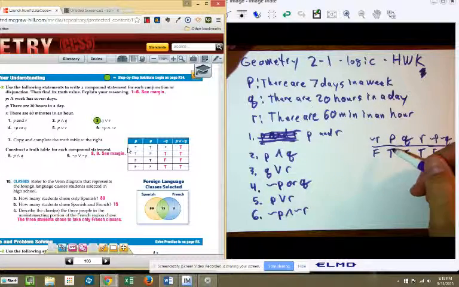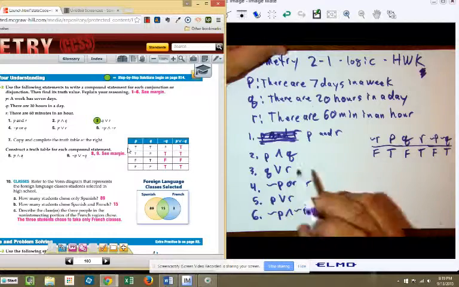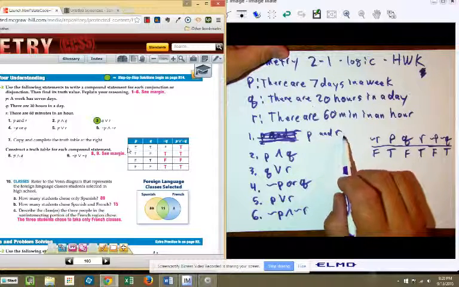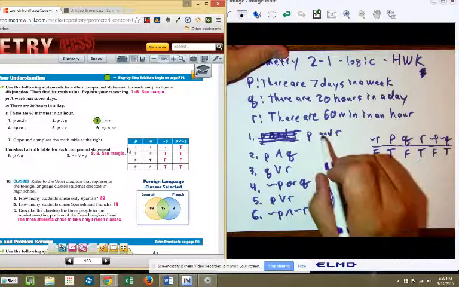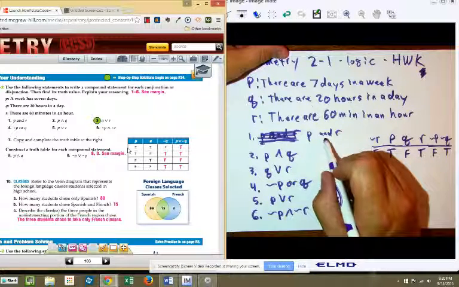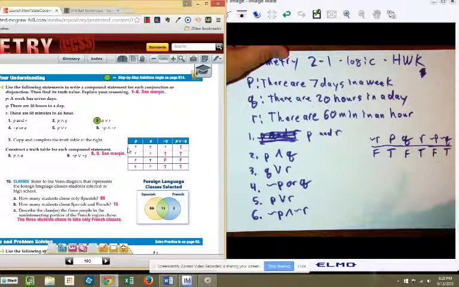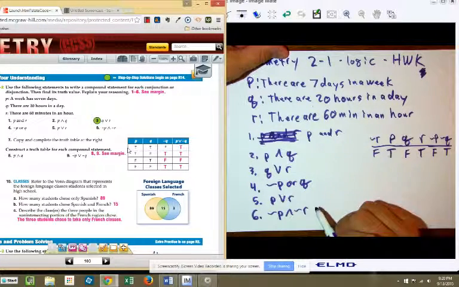All right, so let's see if we can make some heads or tails of this. P and R. Is P true? Yes. Is R true? Yes. And so since it's and, it has to both be true. The answer is true. All right, so P and R would be true.